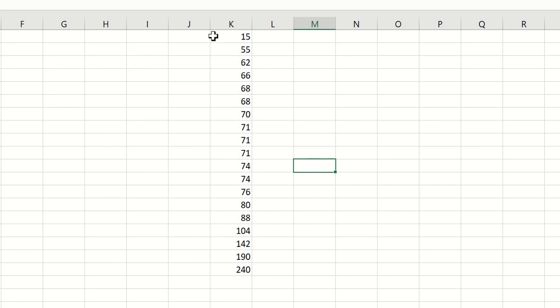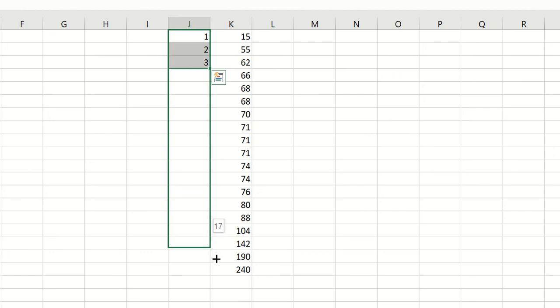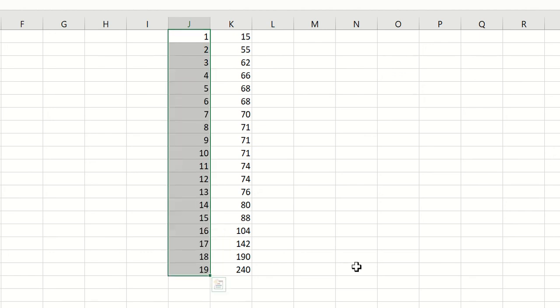So I'm showing you a data set, and let us count how many values we have. So it's 1, 2, 3, and I'm just going to do the counting all the way down. I have 19 observations. First thing we need to do is find Q1, Q2, Q3.